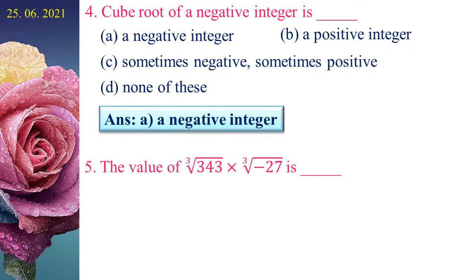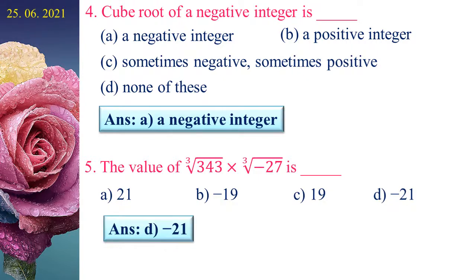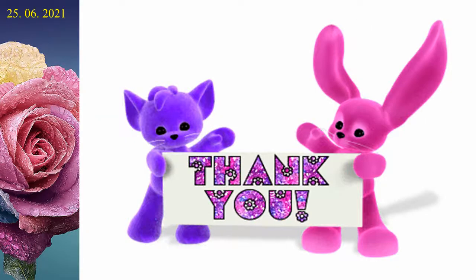Next question. The value of the cube root of 343 times the cube root of minus 27 is dash. A 21, B minus 19, C 19, D minus 21. Answer D, minus 21. Thank you, children.